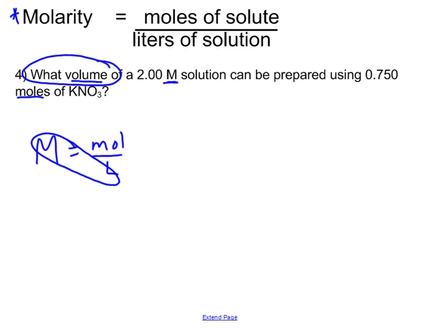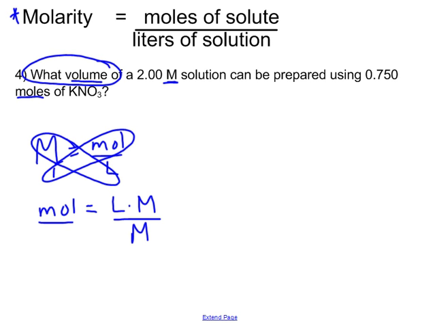So to rearrange this equation to get liters all by itself, really this is M over 1. So what we have here is moles equal to liters times molarity. But then to get liters all by itself, we will have to divide by the molarity. So what we end up having is liters is going to be the number of moles divided by the molarity. Okay, so let's plug that back in, or I'm going to rewrite that. Liters is equal to moles divided by molarity. Just a little cleaner to do it over here.